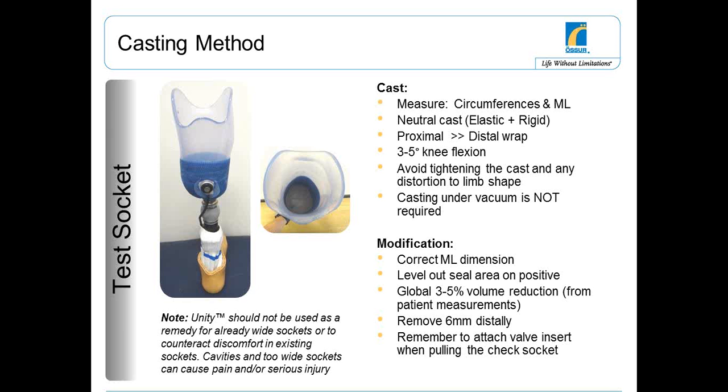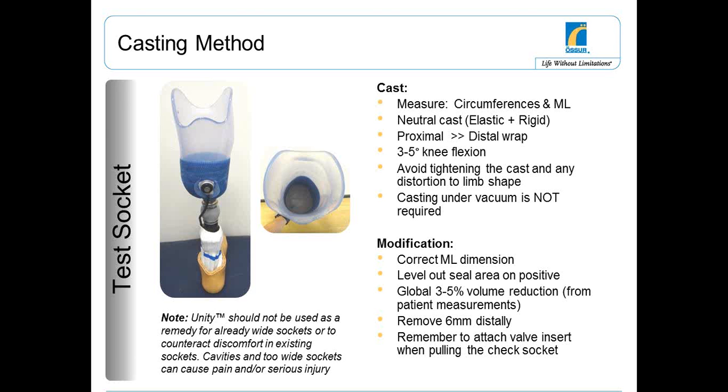I would suggest you don't wrap tight and avoid tightening the cast. I know we've taught people for years to tighten the cast with seal-ins, and also for locking liners with lanyards, and for those it's fine. But an overly tight cast with this system does not do you any favors. I guarantee you that. So you'd rather just take a very simple elastic and then rigid on top. The other thing we found is that casting under vacuum is not necessarily required. I've done it several times.